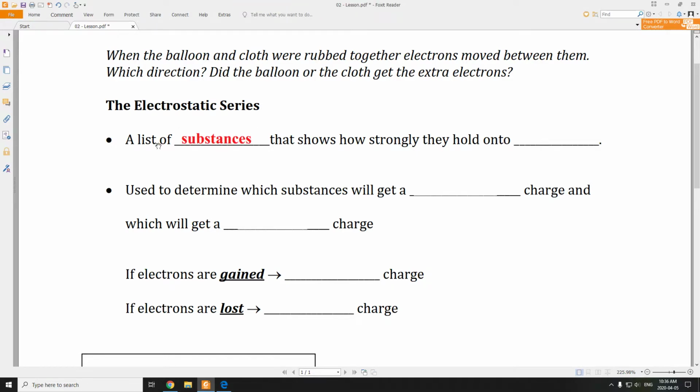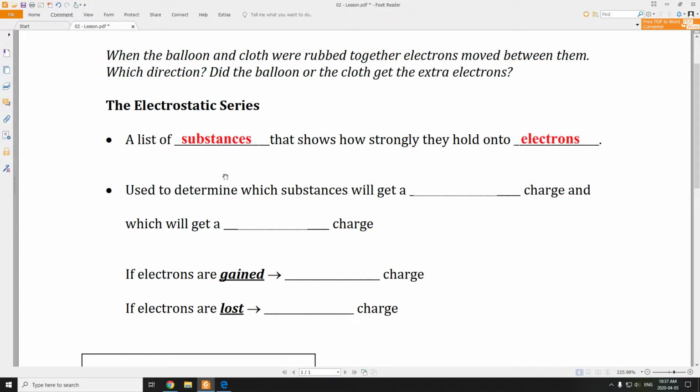So it is really just a list of substances or materials, and it shows how strongly those materials hold on to the electrons. And that really comes down to just the structure, the shape of that particular atom. So the atom of rubber in the balloon and the atom of wool in the sweater. How well do those different atoms hold on to their electrons? How well do those substances hold on to their electrons? If one of them holds on to electrons better than the other, it's the one that's going to take the electrons.